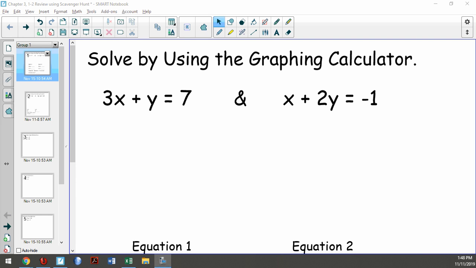Okay, we are going to have tests tomorrow over sections 3.1 and 3.2: elimination, substitution, and graphical method, as well as application. The very first thing on the test tomorrow is something that looks just like this.